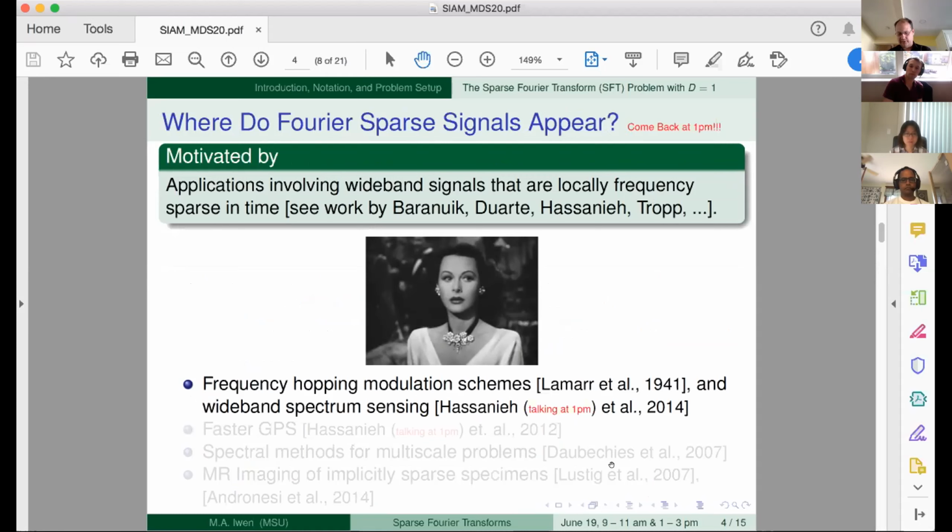So my favorite example of applications where you have this type of Fourier sparsity and it turns out to be important is these frequency hopping modulation schemes, which were, interestingly enough, proposed by a famous Hollywood actress in the 1940s, Hedy Lamarr, whose picture we have here, who had the good sense, instead of just being happy being a movie star, to be interested in mathematics and engineering. And so she came up with these frequency sparse communication schemes, which work a little bit like this, to show you why a sparse Fourier transform might be helpful.